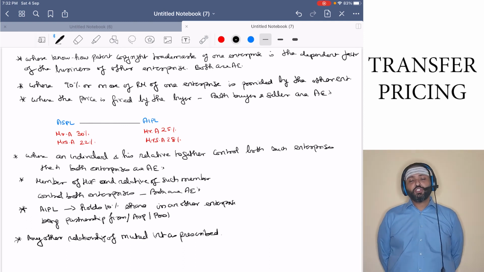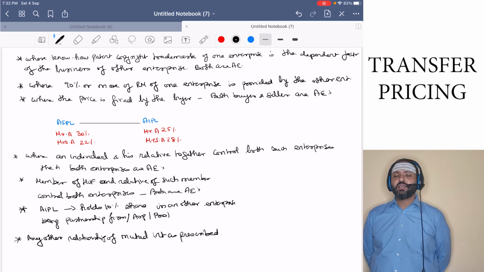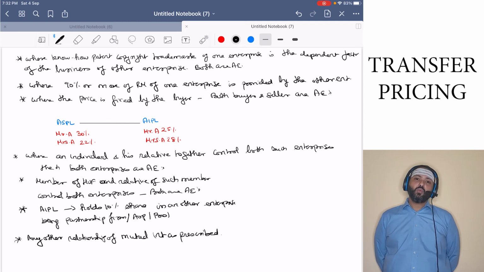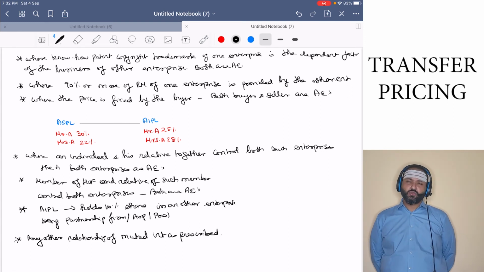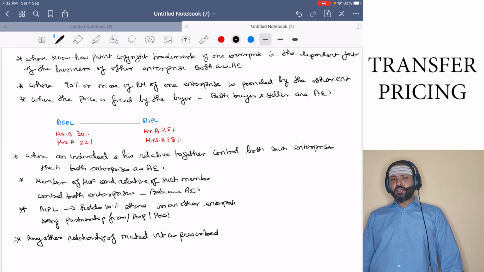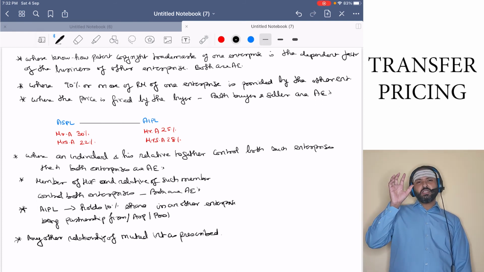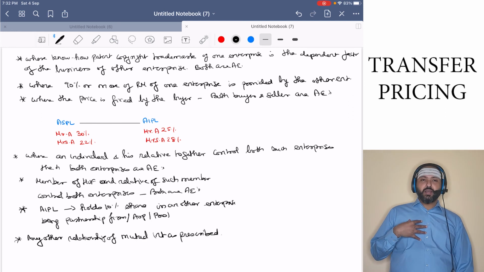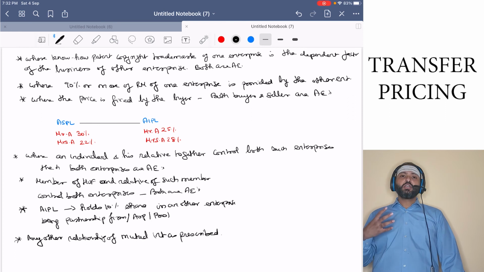Likewise, a member of HUF and his family relatives holding 51% or more in both these enterprises are considered to be associated enterprises. One enterprise holding 10% share in a partnership firm, AOP, BOI, then this partnership firm and company are considered to be associated enterprises. Any other relationship of mutual interest is also to be considered as associated enterprises. Okay. Sir, should we know these relationships by heart? You don't have to by heart. Just remember what we have discussed so far. Just listen to it again. You will get the grip of what the various points involved are.